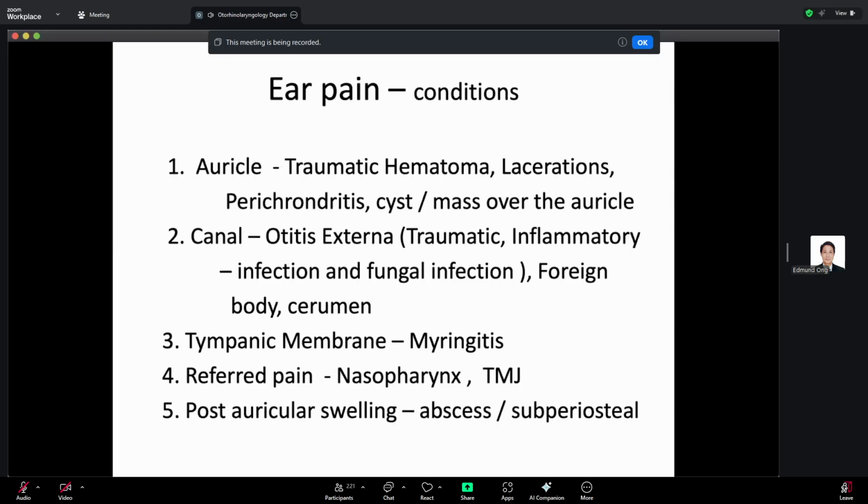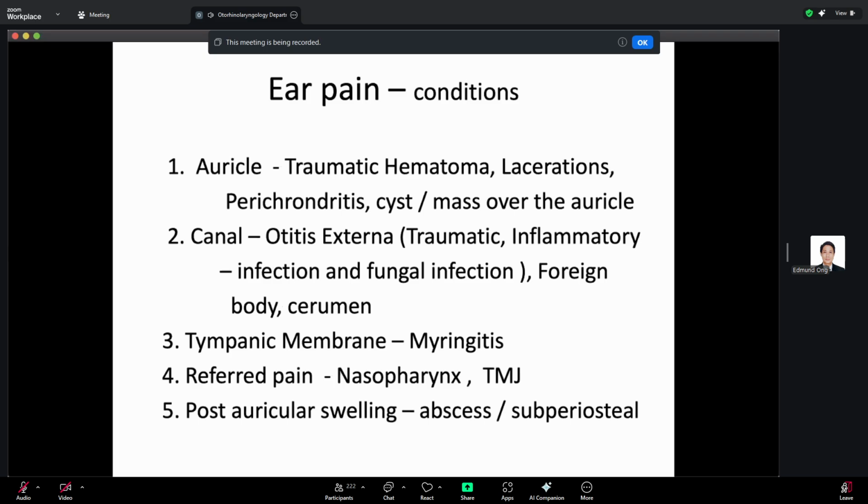It can be a bacterial infection or even a fungal infection. And look for any foreign body or an obstruction from impacted cerumen. This can cause pain also. With the tympanic membrane, some patients will have ear pain because of meningitis. So look at the status of your eardrum.